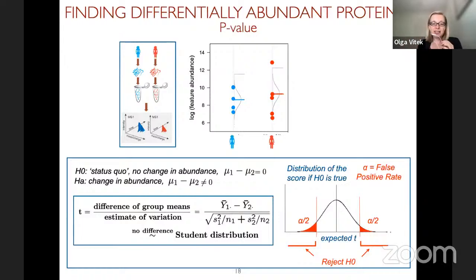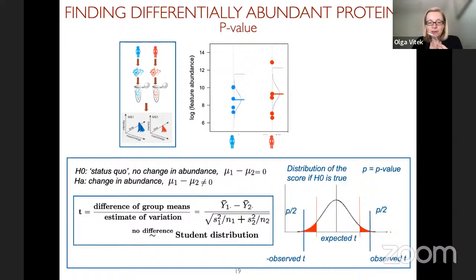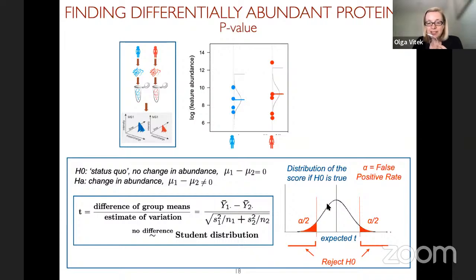Well, turns out that if our data are normally distributed, and if in fact the null hypothesis is true, so this assumption actually verifies, then we can show mathematically, without any additional experimentation, what would be the plausible range of the signal to noise ratio. And this plausible range takes the form of another probability distribution. It's called the Student distribution. It's very similar to normal, just a little bit heavier tails.